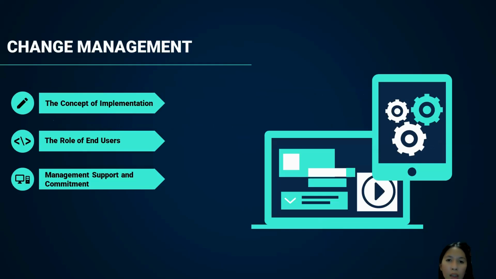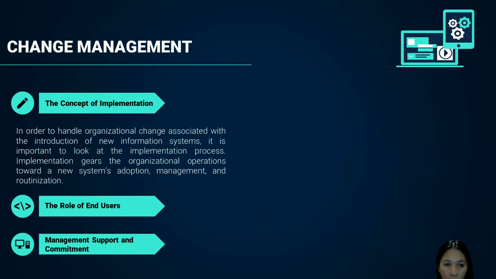Change management has three aspects to consider. Number one, the concept of implementation. Number two, the role of end users. And number three, management support and commitment. The concept of implementation means that in order to handle organizational change associated with the introduction of new information systems, it is important to look at the implementation process. Implementation gears the organizational operations toward a new system's adoption, management, and routinization.